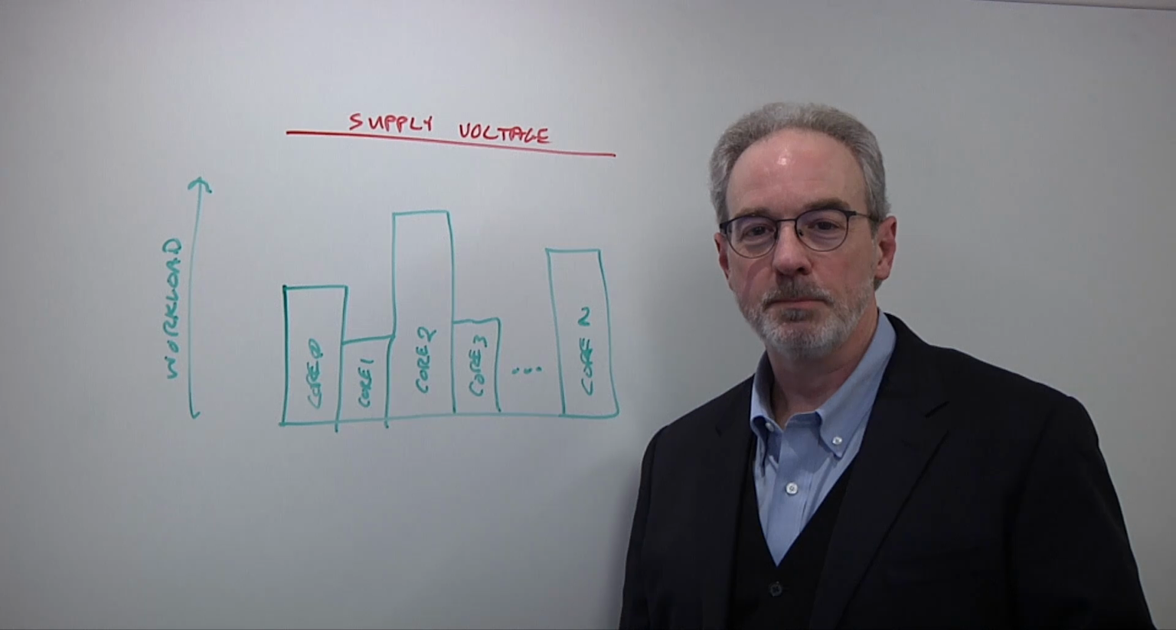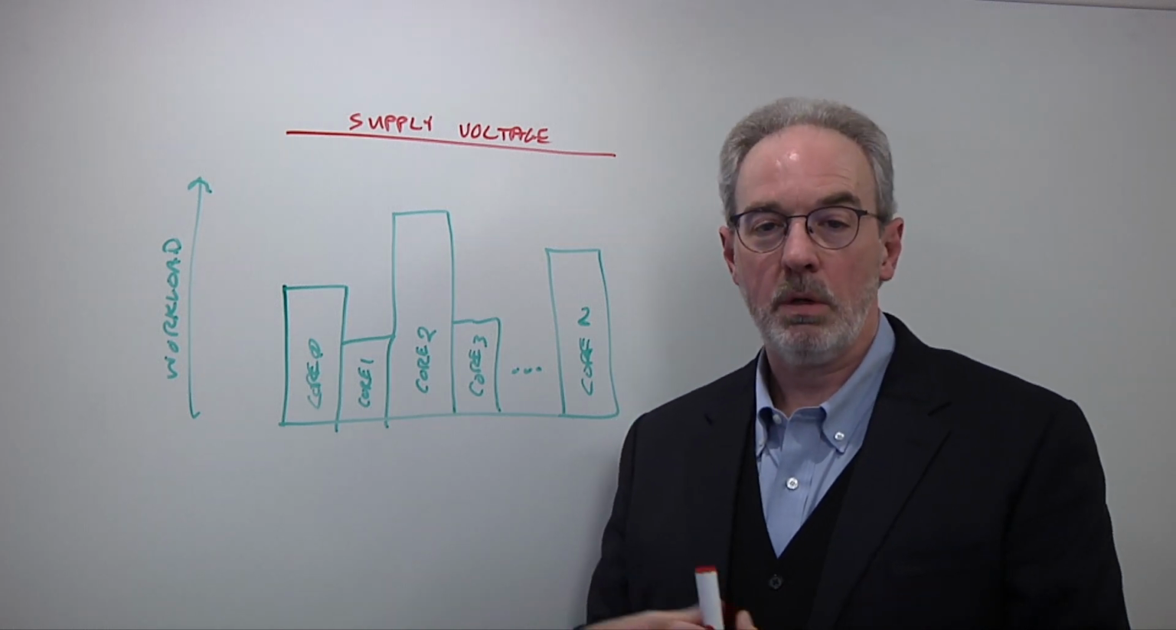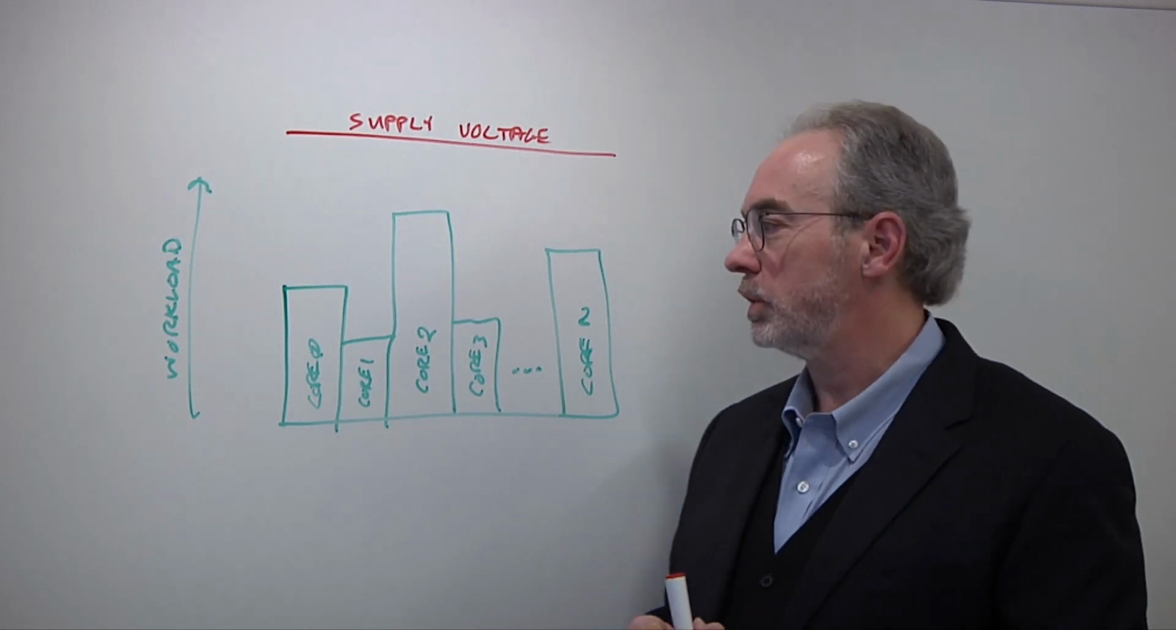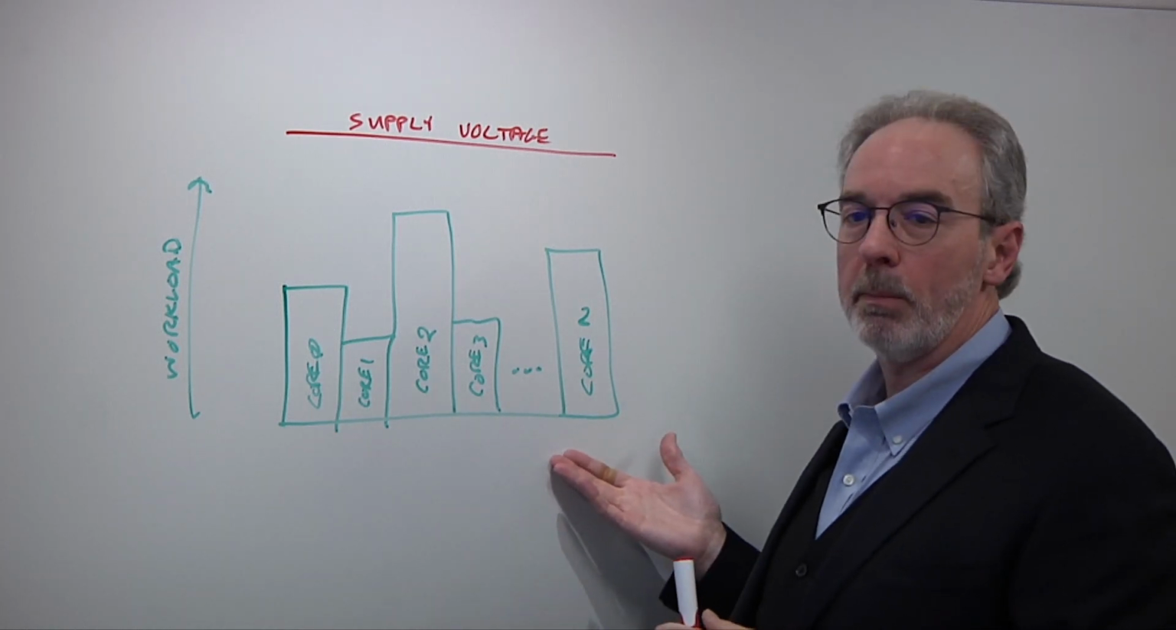Lee, how does all this work? We talked about the concept of taking things from the chip level down to the core level. Let me walk you through how that works. So what we have here is a system with some number of compute elements.